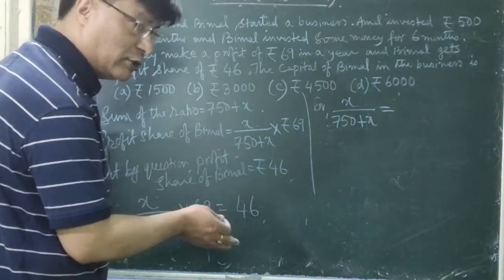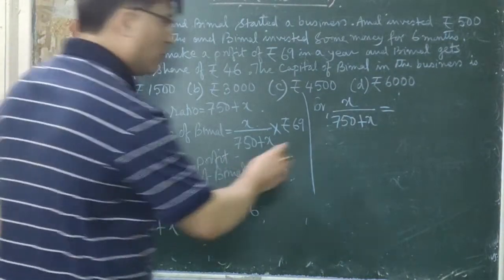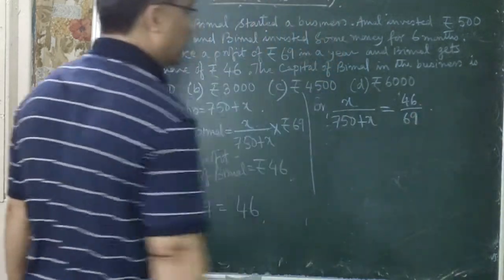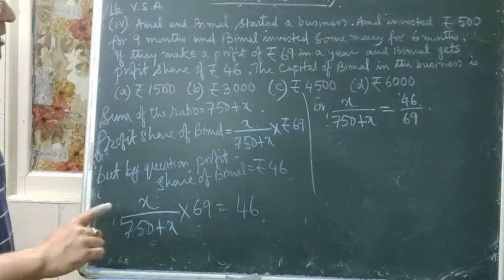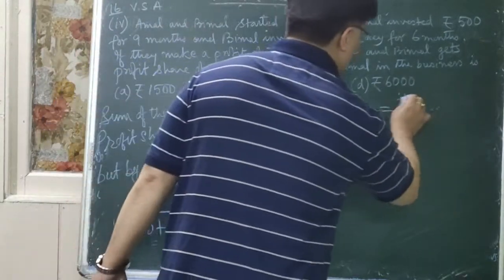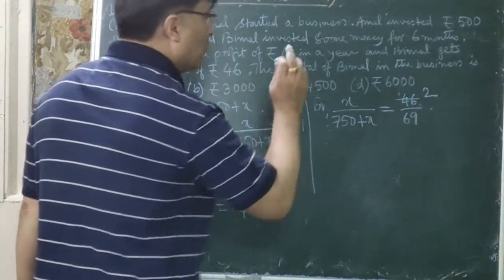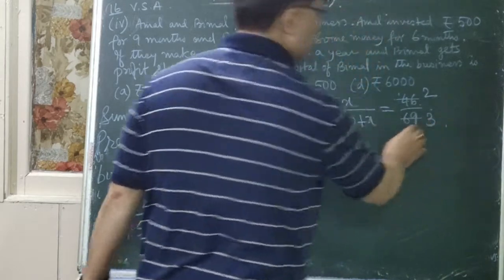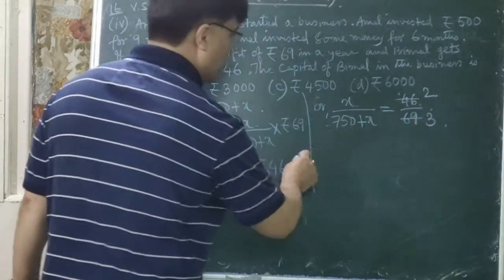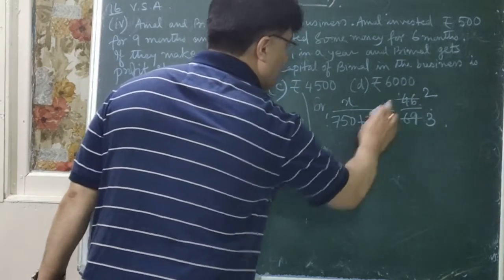You should write it in the denominator on the right hand side. So it is 46 by 69, right? 46 and 69 can be cancelled by 23: 23 twos are 46, 23 threes are 69. So now we can do cross multiplication. If you cross multiply it, what will you get?